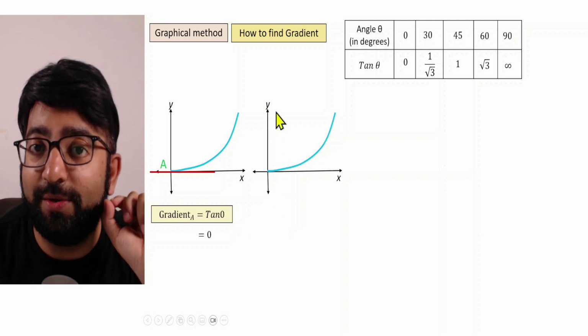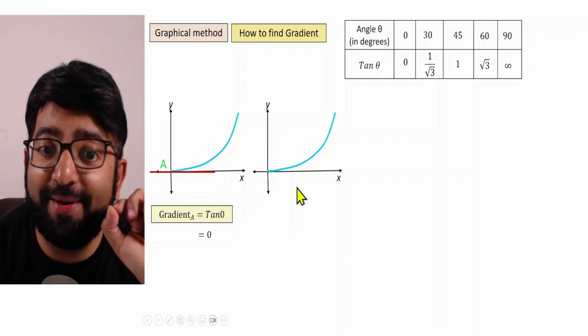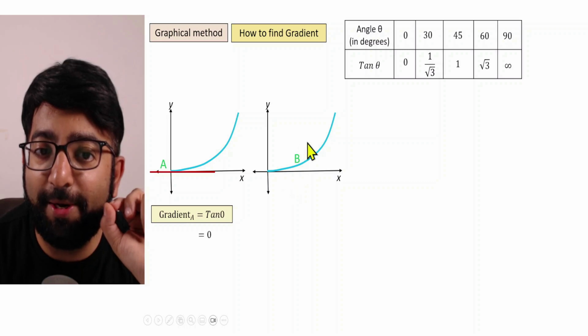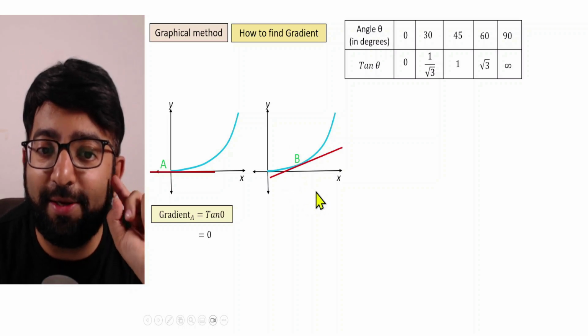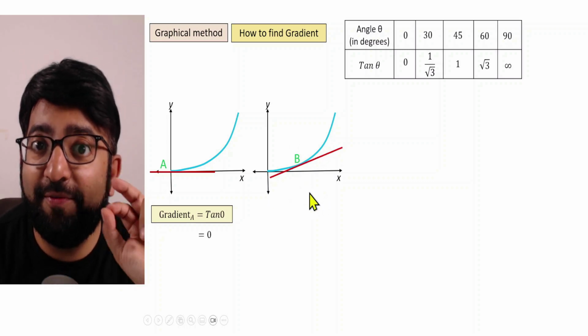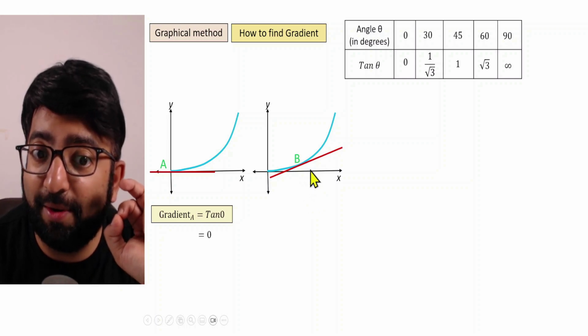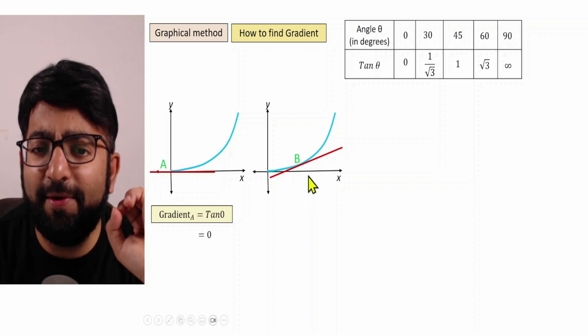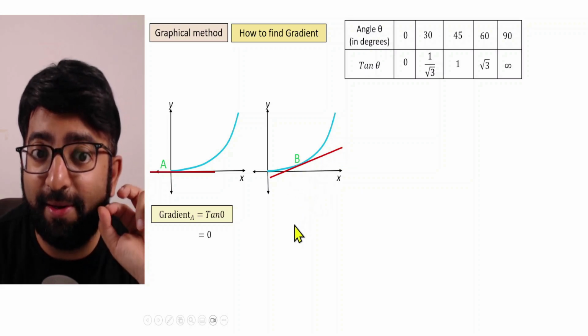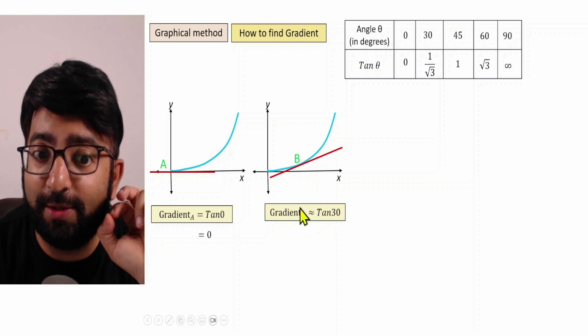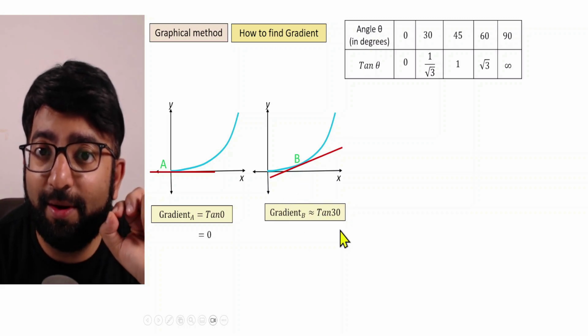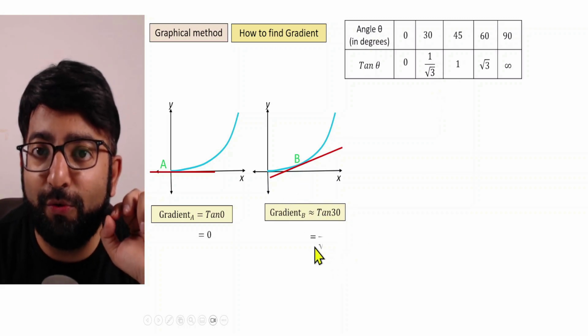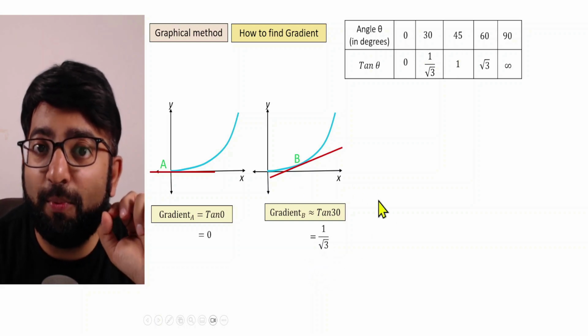Now, let us try to figure out the gradient of the same graph, but at a different point. So let's consider the point B. Step number one, let's draw the tangent. Step number two, we figure out the angle theta. So this particular angle, the angle between the red line and the x-axis. Approximately, we can assume that this angle is 30 degrees. Hence, the gradient of the graph at the point B will be approximately tan 30, and tan 30 is 1 upon root 3. So this is the gradient at the point B.